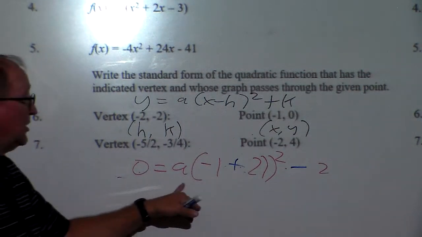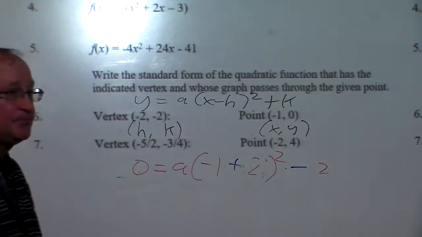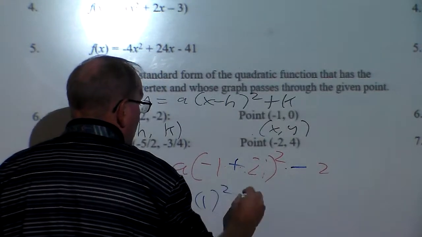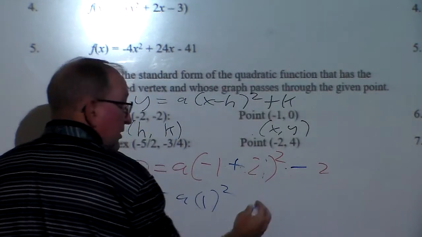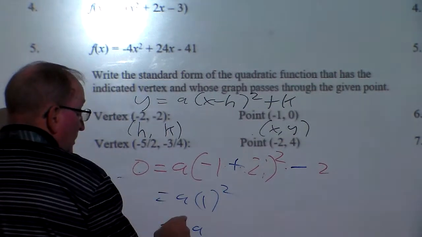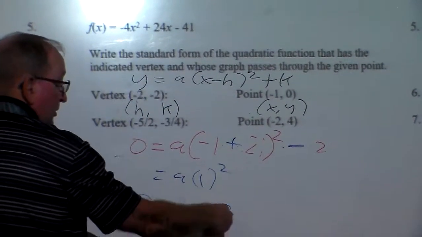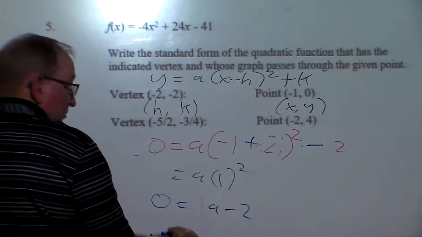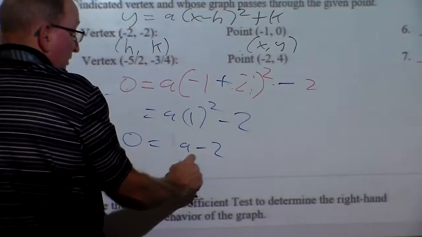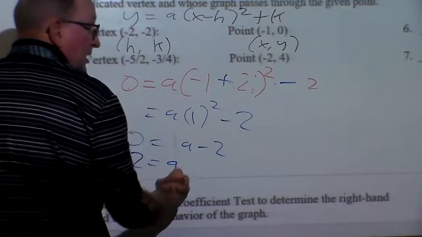So first off, order of operations. What's -1 plus 2? It's 1, right? Square the 1. What's 1 squared? 1. So I have 1a. Do I even need to write the 1? No. Minus 2 equals 0. What would I do now? Oh, I have minus 2 right here. This minus 2 carried right there. So I have a minus 2. Add 2 to each side, right? So 2 equals a, right?